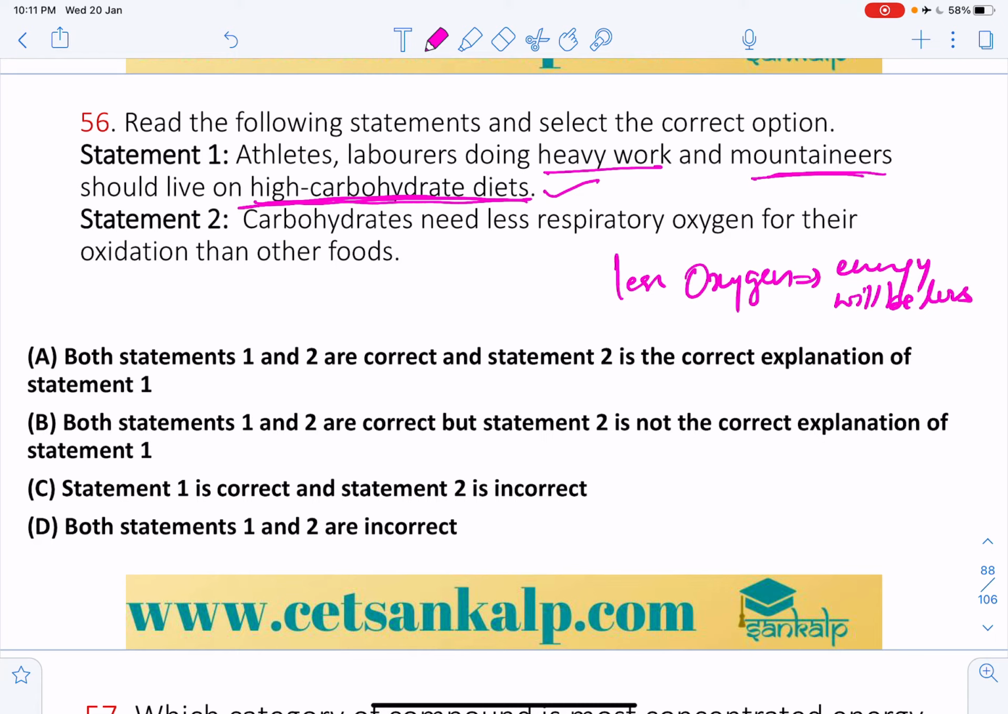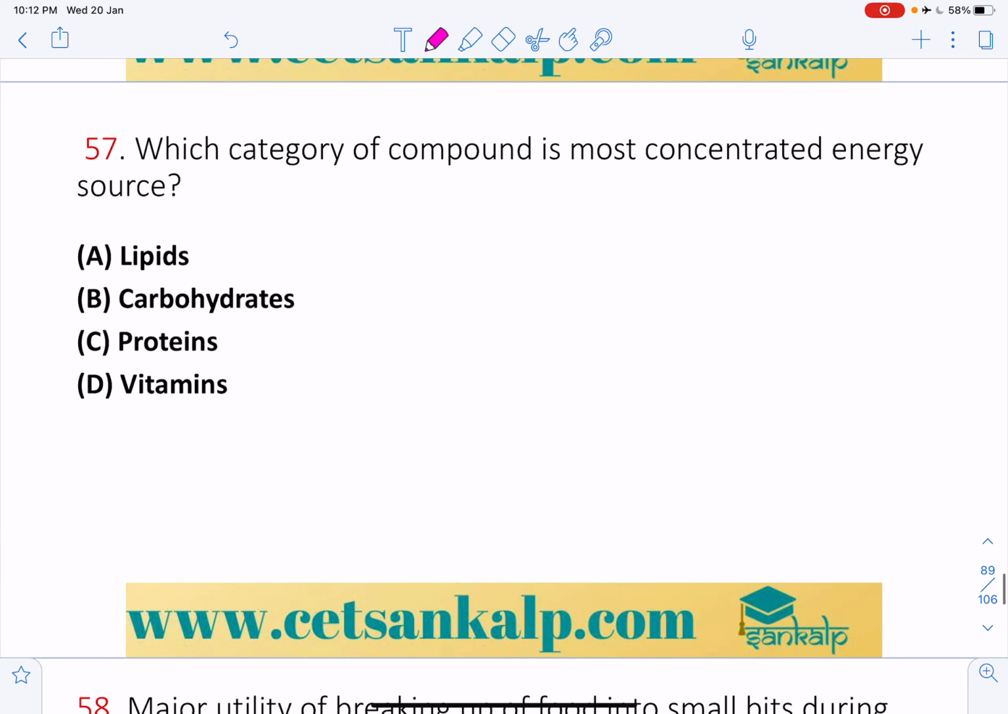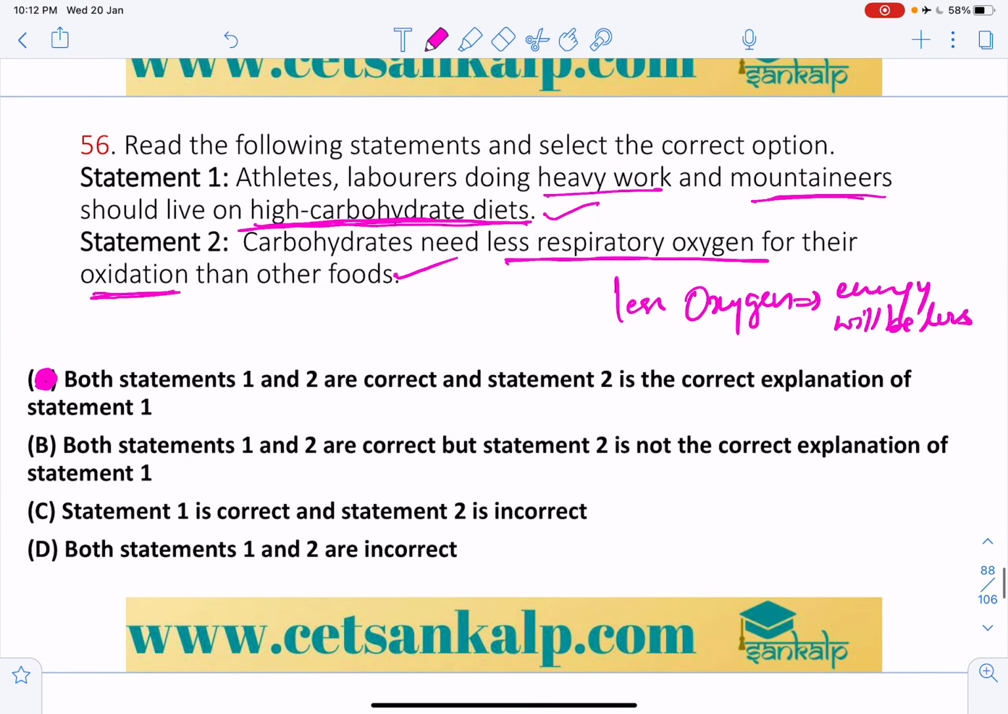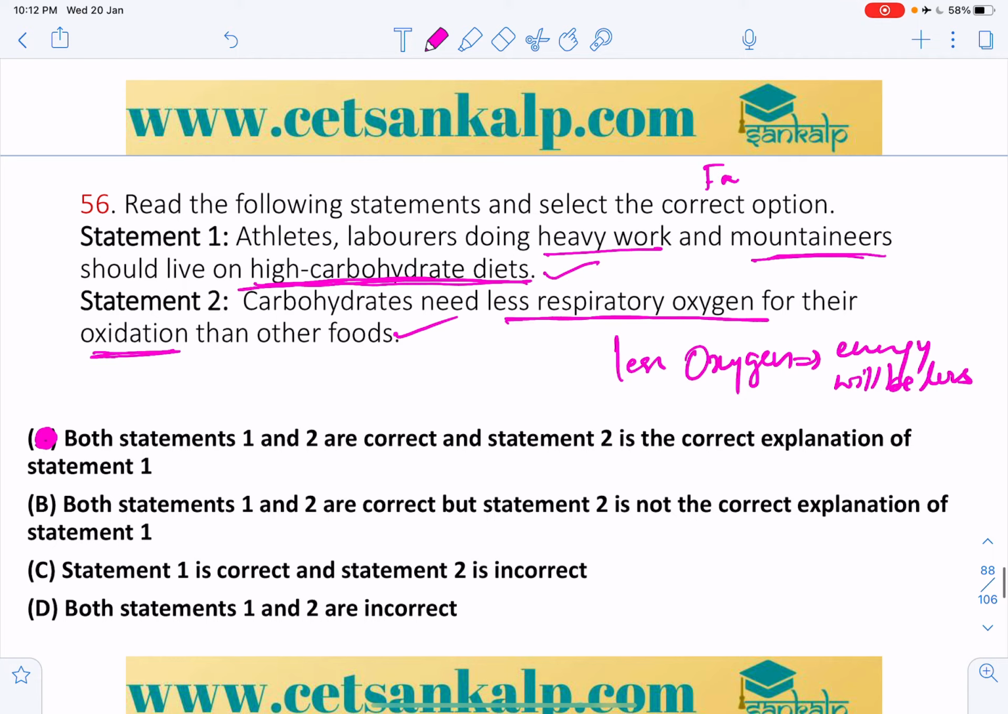Correct. Carbohydrate needs less respiratory oxygen for oxidation. That is also correct. Both statements 1 and 2 are correct, and 2 is the correct explanation for 1. So the answer is A. So the 56th question answer is A. Next to that we can take fat, and then protein. First carbohydrates will get digested, and then fat, and finally protein.